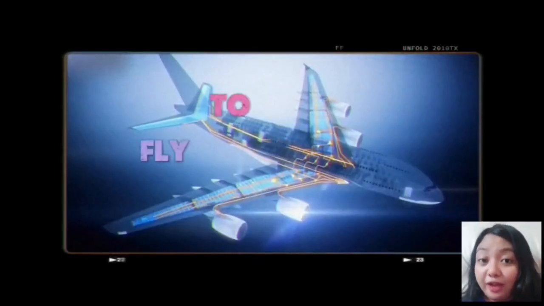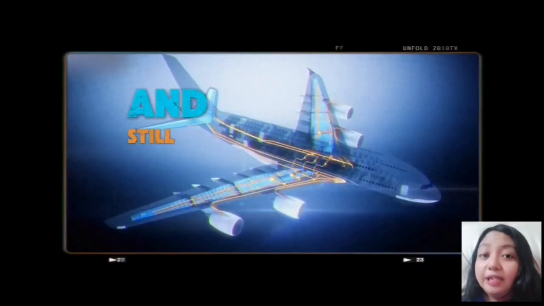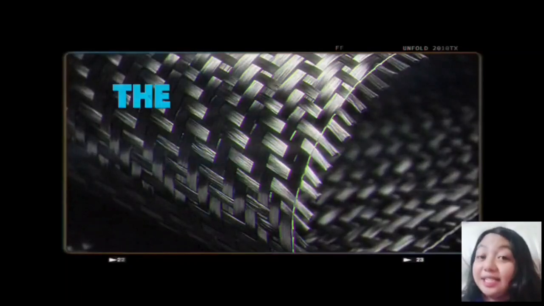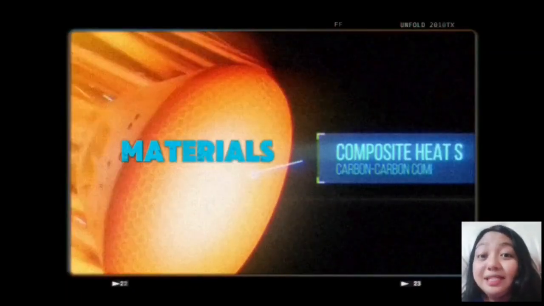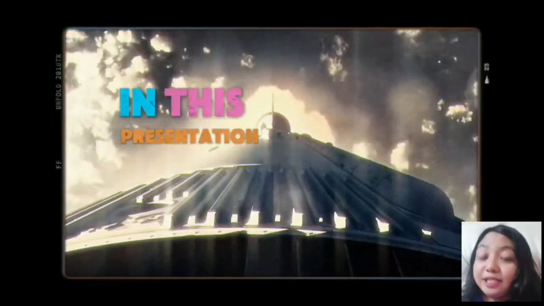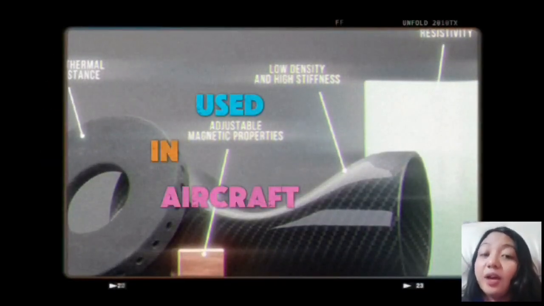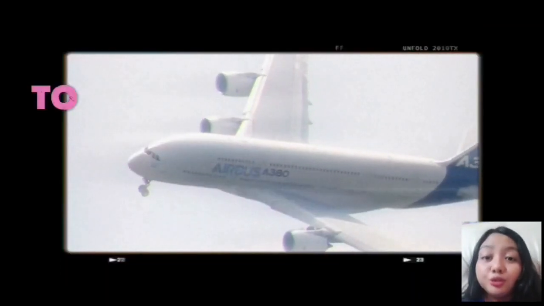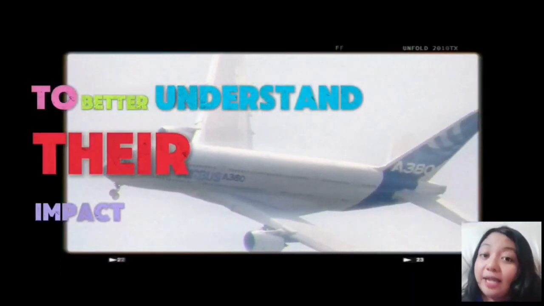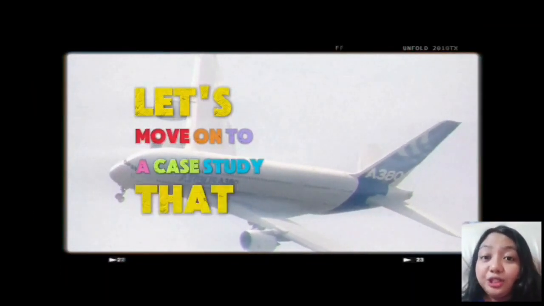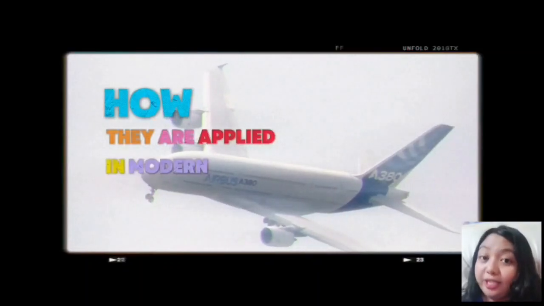Aircraft able to fly further, use less fuel, and still maintain high strength and safety? The answer lies in composite materials. In this presentation, we will explore how composite materials are used in aircraft and aerospace engineering. To better understand their impact, let's move on to a case study that shows how they are applied in modern aircraft.